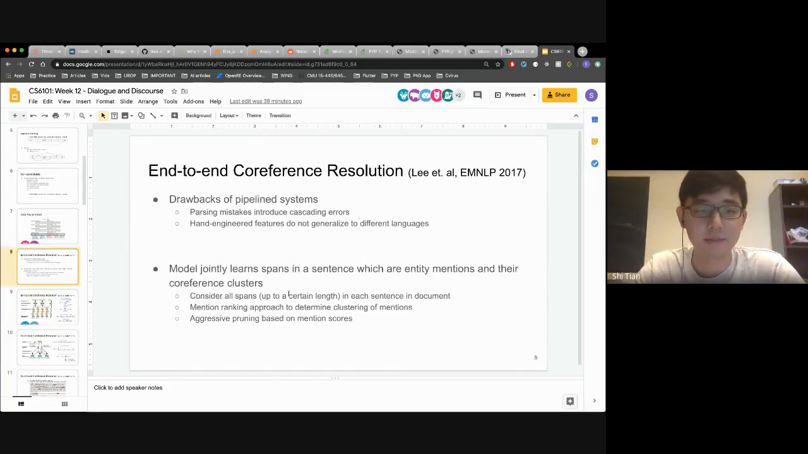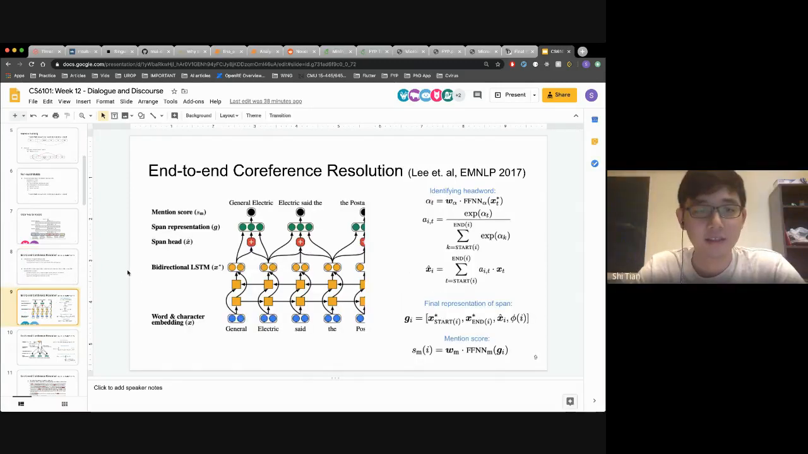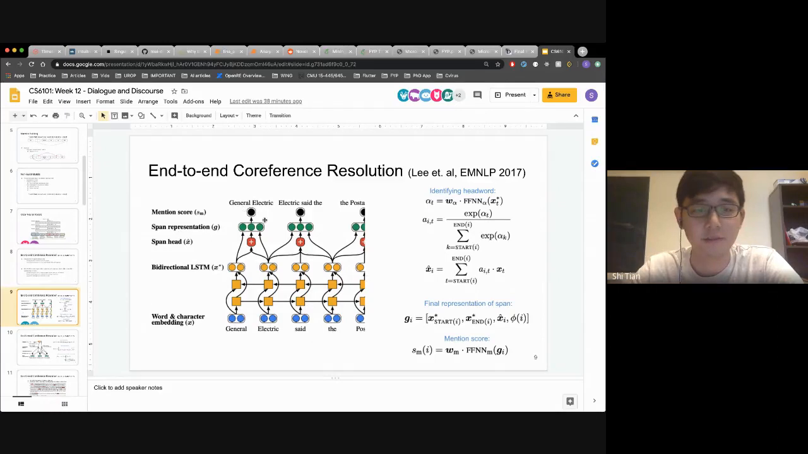So they said they consider all the spans up to a certain length. So it's very computationally intensive. So the pruning part is that once they've gotten all the spans, they will just discard all those with low mention scores. So that in the later parts of the model, they only have to consider those that have high mention scores, whether they are antecedents of each other and so on.